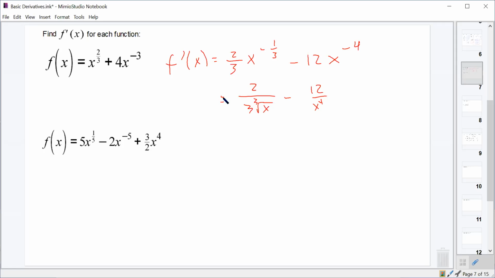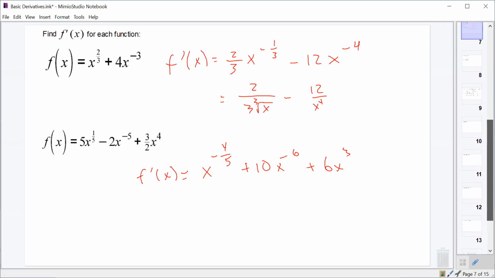You know, if this was the AP test and it was multiple choice, there's a possibility that they might write it either way. So you need to be able to do both, but I'm good with either one. So this one, what do we get? F prime of x equals x to the -4/5. And then what? Plus 10 x to the -6, and then plus 6x cubed. Easy enough? Any questions, issues, problems, complaints?